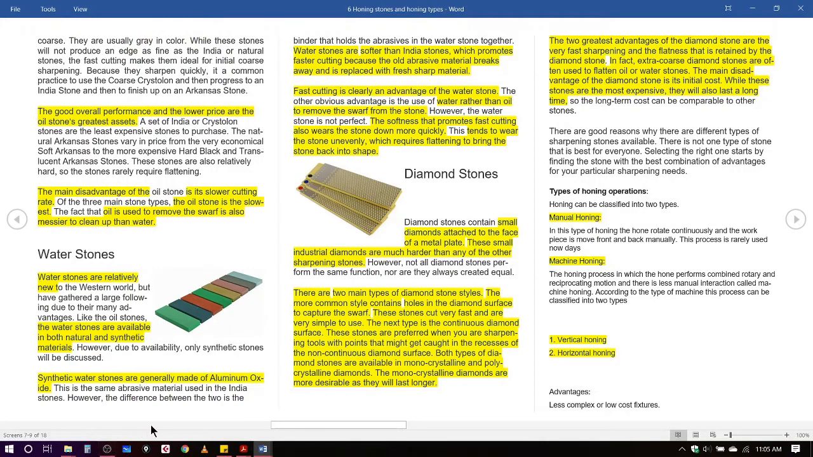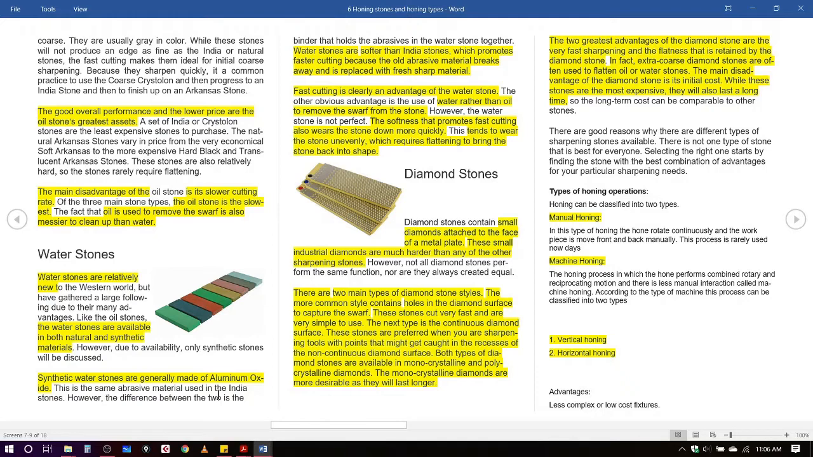Next is diamond stones with continuous surface. These stones are preferred for sharpening tools with sharp points. These stones have a continuous diamond surface and the surface is flat and there are no holes. So they can be used easily to sharpen tools with points. Both diamond stones are available with monocrystalline and polycrystalline diamonds.